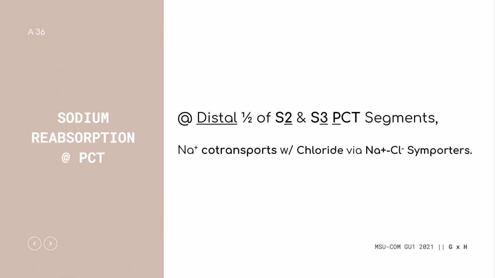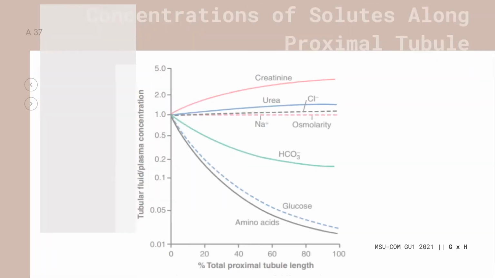Now, as more and more essential nutrients are being reabsorbed together with sodium, there will be a relative increase in chloride concentration in the filtrate. Thus, as it arrives at the distal half of the PCT, there will be a preferential diffusion of chloride from the tubular lumen through the intercellular junctions and into the renal interstitium because of its higher concentration.